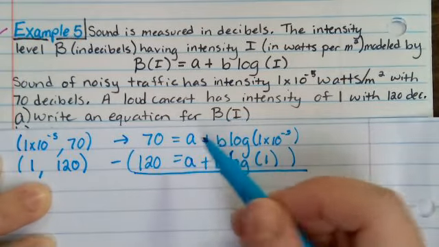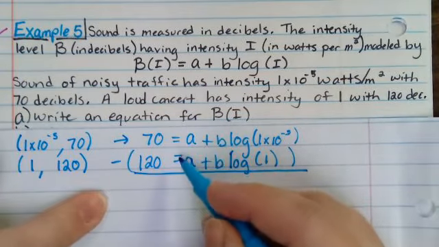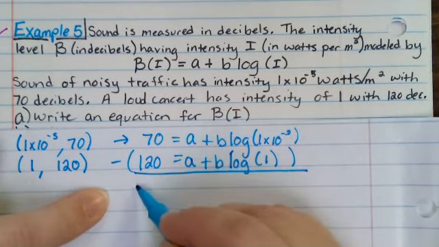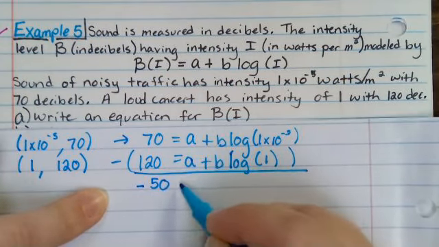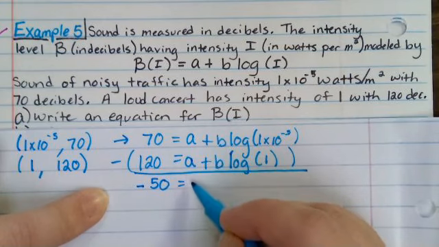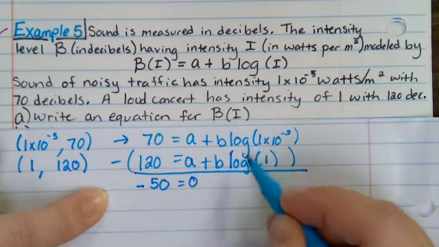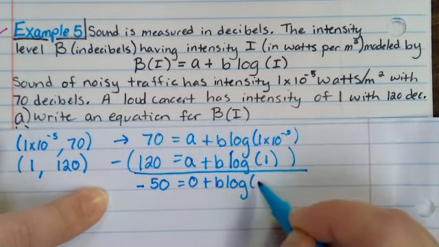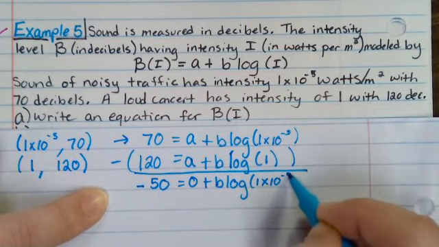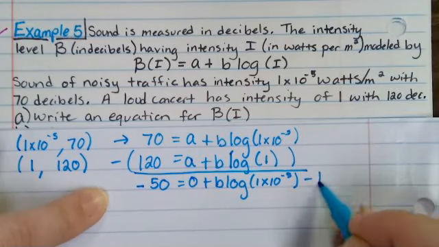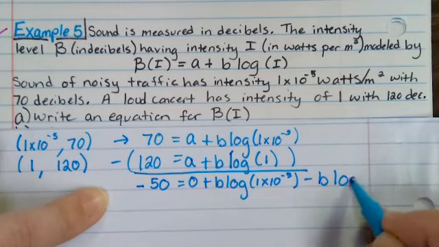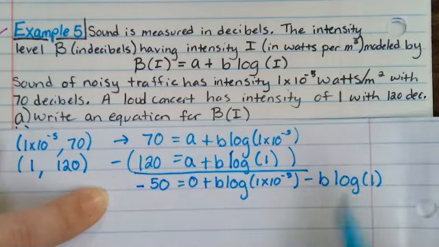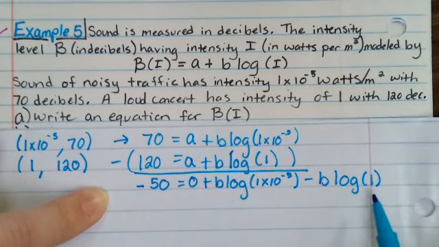So we're going to subtract these two. And so you'll see here, when we do 70 minus 120, I get negative 50. A minus A is gone. Here we have our B log of 1 times 10 to the negative 5 minus B times log of 1. Now, some of you guys may have already recognized the fact that we can calculate log of 1. Anytime you have log of 1, the answer is 0.